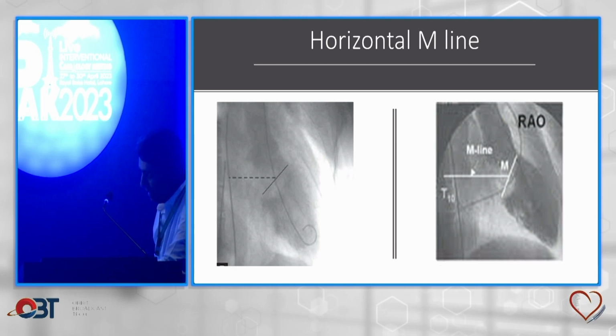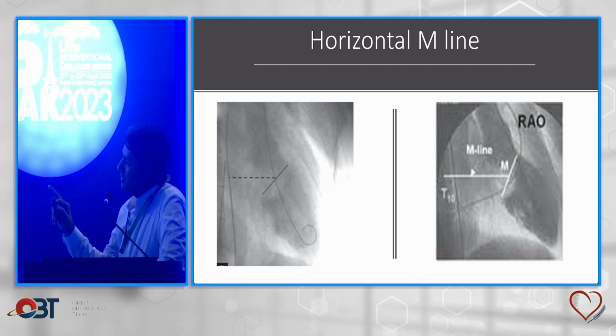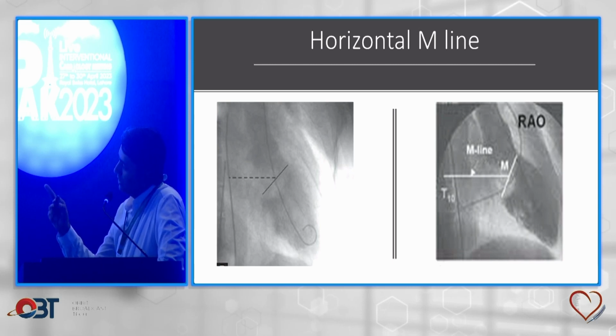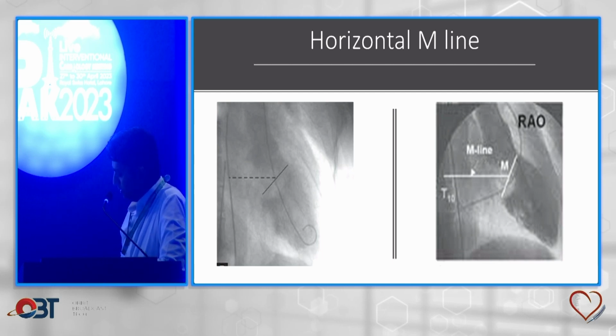So this is the horizontal M line. First of all, I would like to say that for the trainees, for the new operators, identify it in RAO view. Basically, we do an LV angiogram in RAO view. We identify the LVOT, and from the center of this LVOT, we draw an imaginary line, the horizontal M line. This is drawn in RAO view. So we mark it through the 10th vertebra, through the distance of the 10th vertebra, either 1.5 discs above or 1.5 discs below. The T10 vertebra is the identifying mark for this horizontal M line.